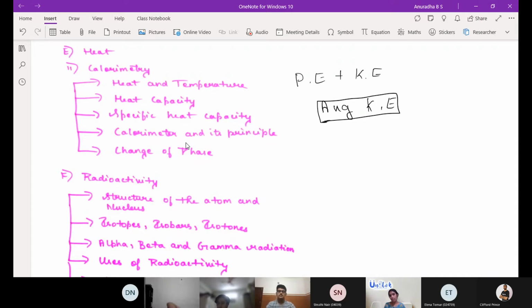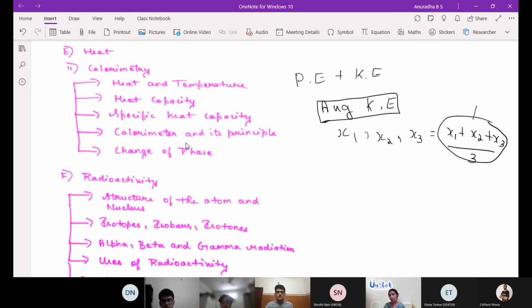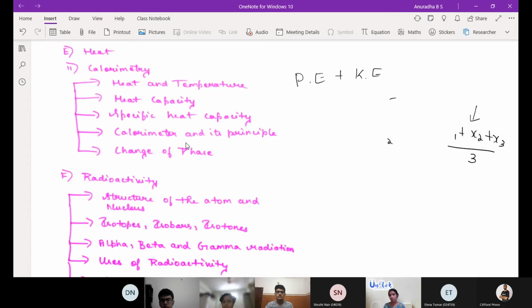There are many molecules, right? Each molecule will have its own kinetic energy. Suppose X1 is the kinetic energy of one molecule, X2 is the kinetic energy of another molecule, and X3 is the kinetic energy of another molecule. To get the average, I do X1 plus X2 plus X3 divided by 3. So this will give me the average kinetic energy. Whenever I talk about temperature, I am supposed to talk only about the average kinetic energy. So your potential energy will not be there. That is the major difference.